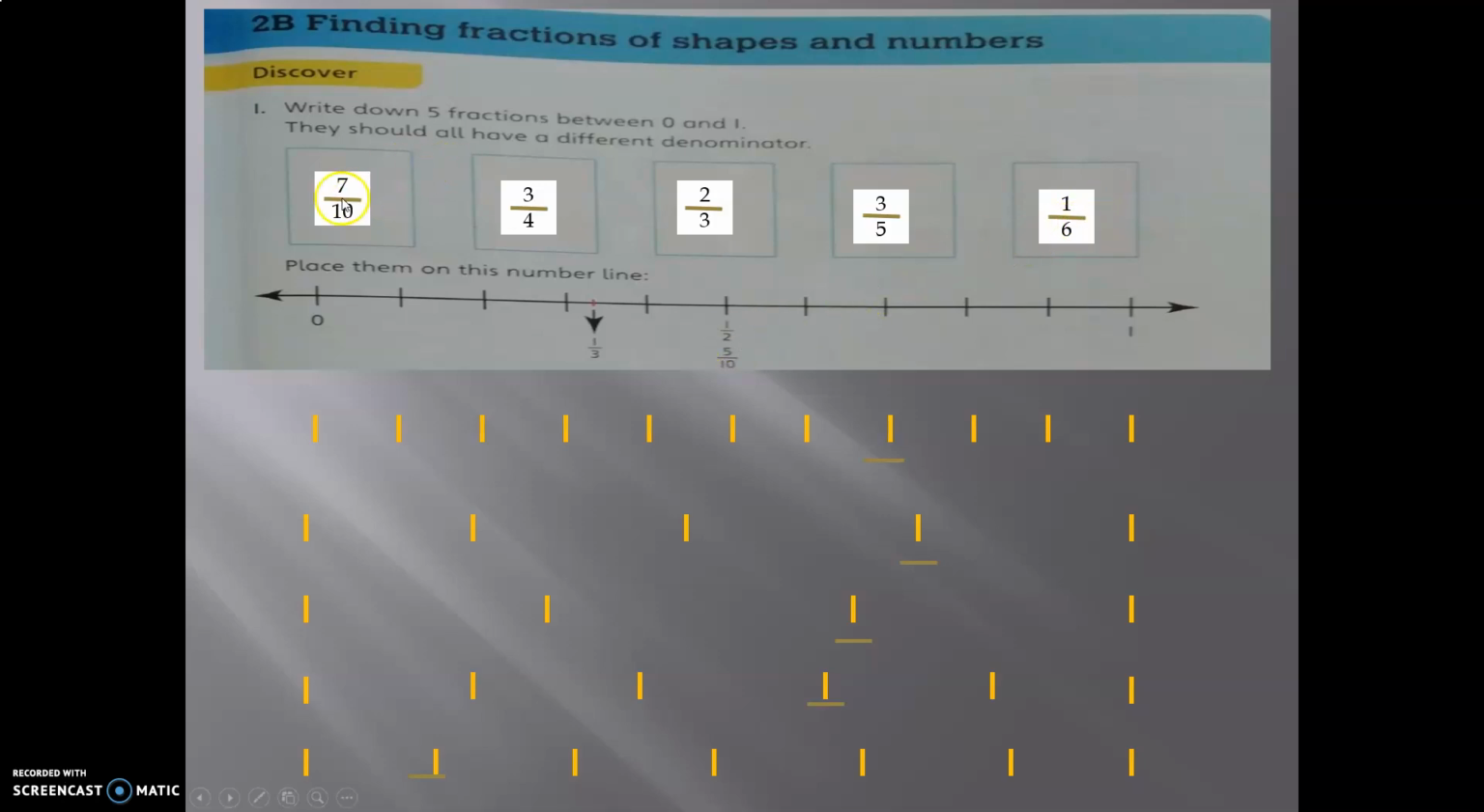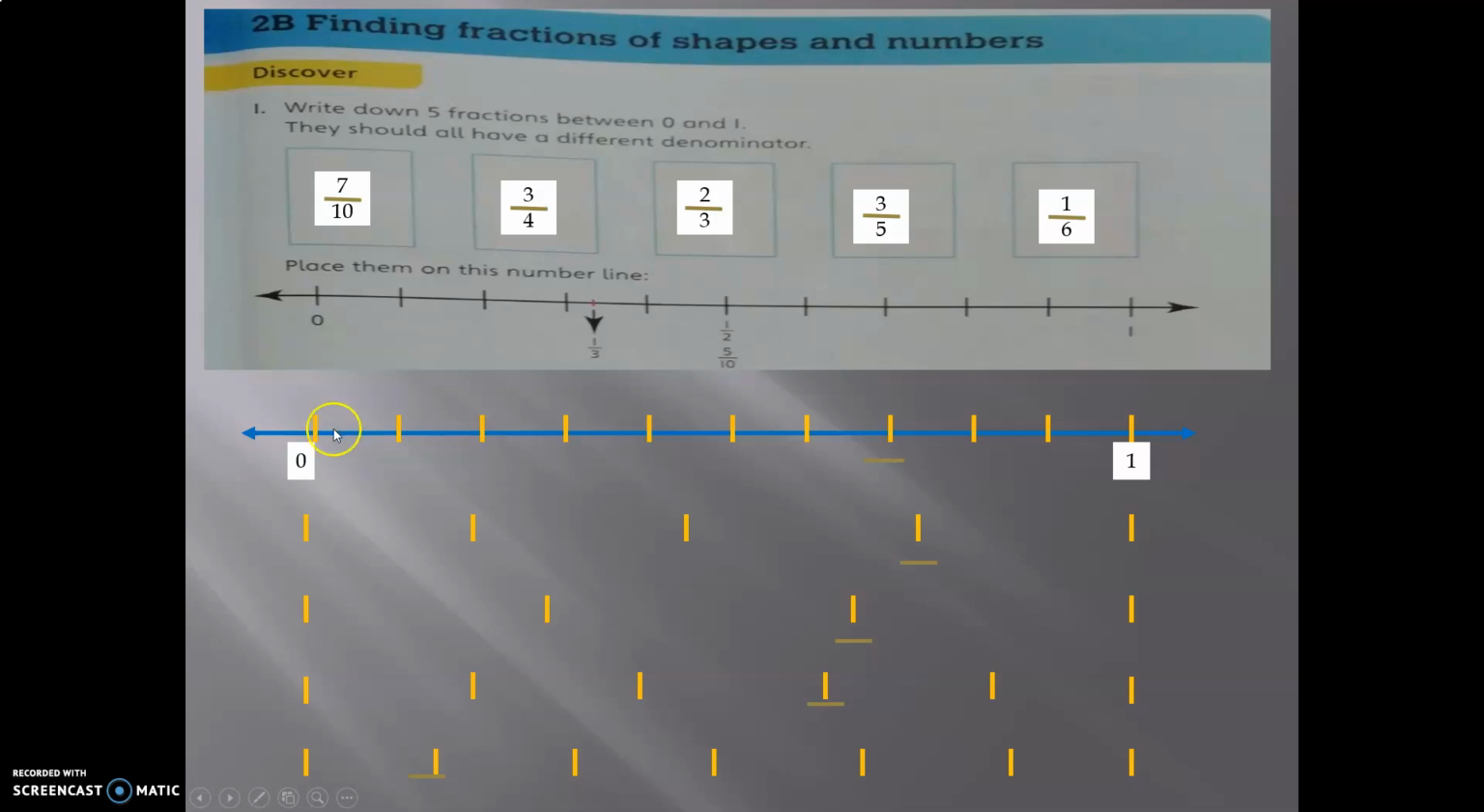Now, if I want to put 7 out of 10 on our number line that starts from 0 to 1, I need to cut my line here into how many equal parts? Look to the denominator, 10. Do you remember that the denominator in our fraction always tells us the total number of the equal parts? So I will cut my number line from 0 to 1 into how many equal parts?